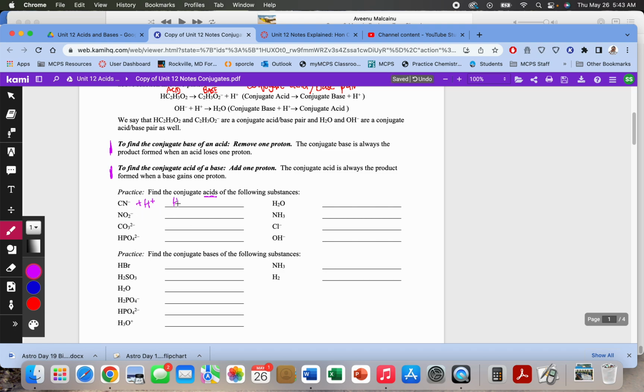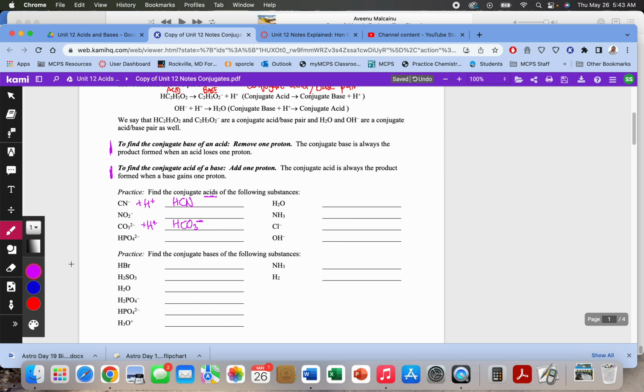So I get HCN. Notice that the charge is 0 because I have a plus here and a minus here, and plus plus minus adds to 0. However, if I had CO3 2 minus and I add an H plus, then I would end up with HCO3 1 minus, because again 2 minus plus plus 1 gives me a minus 1.